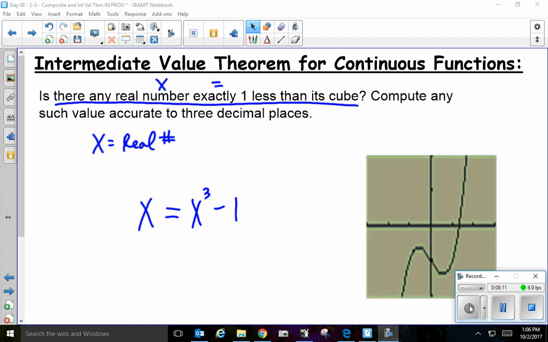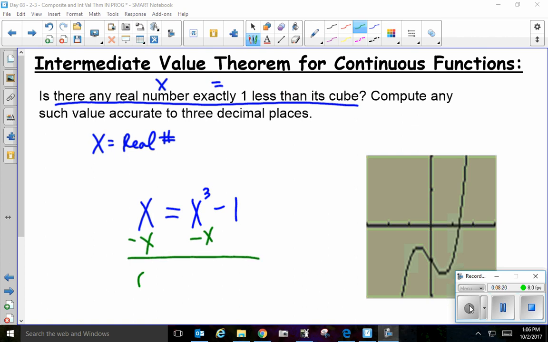Well, there are 2 ways to do this. What I would suggest is, what happens if I subtract x from both sides? 0 equals x cubed minus x minus 1. If I graph this, the x-intercept is my solution, isn't it? And I would need to find out my x-intercept here.